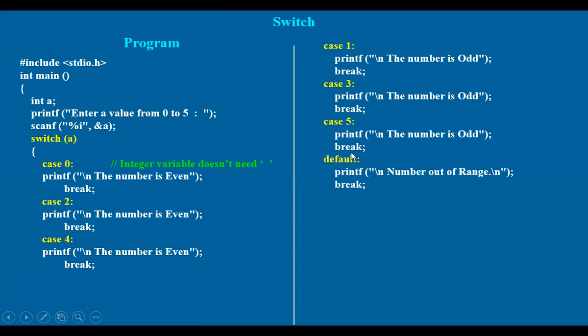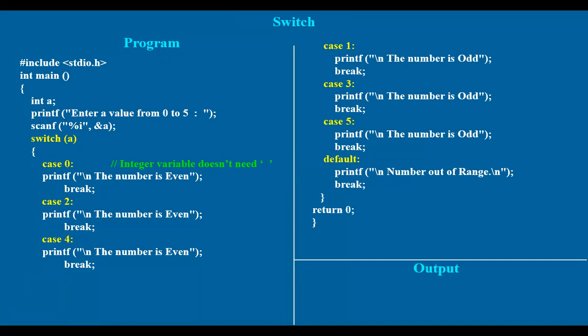Also here, if you observe, we are writing a default case. The default case is for when the value of A is not in 0 to 5. Then this default statement will be executed, and let us see how it works. Close it. Now the program is over.